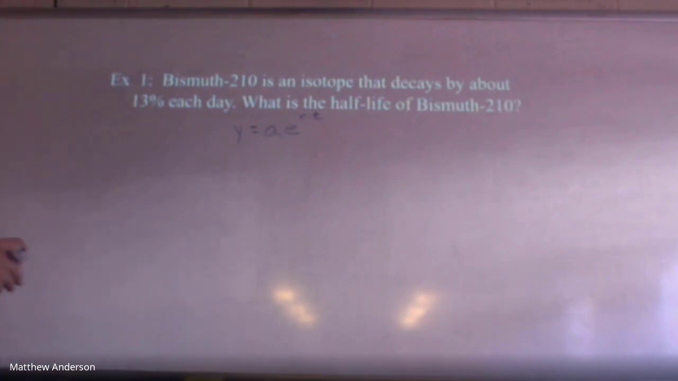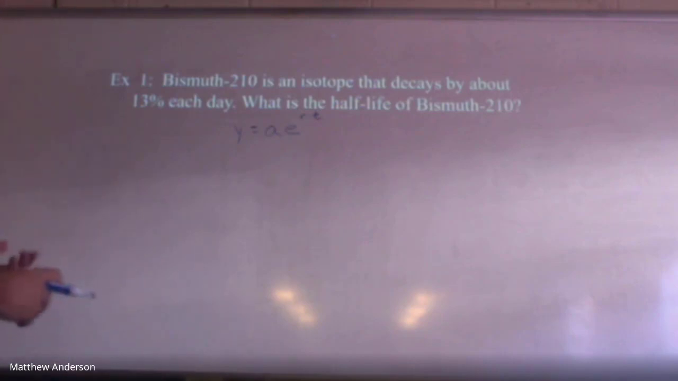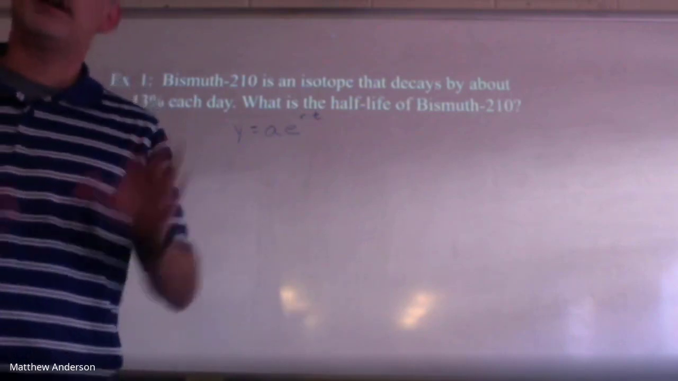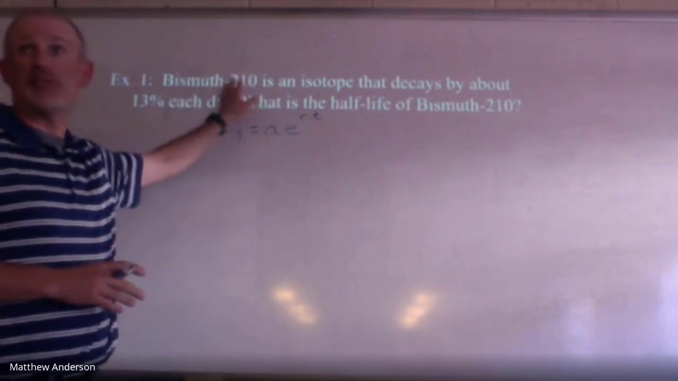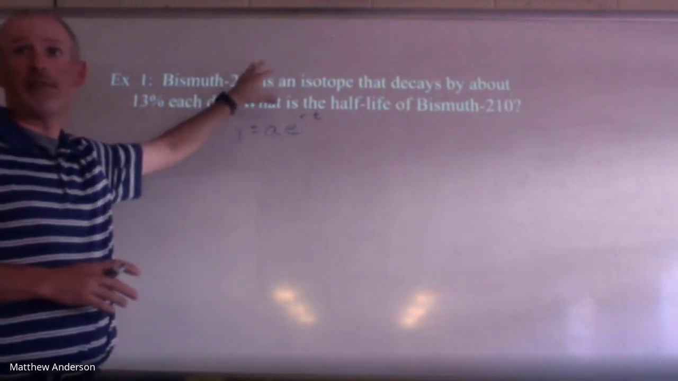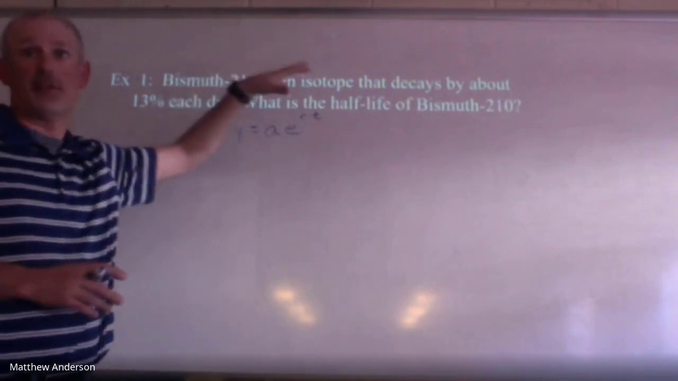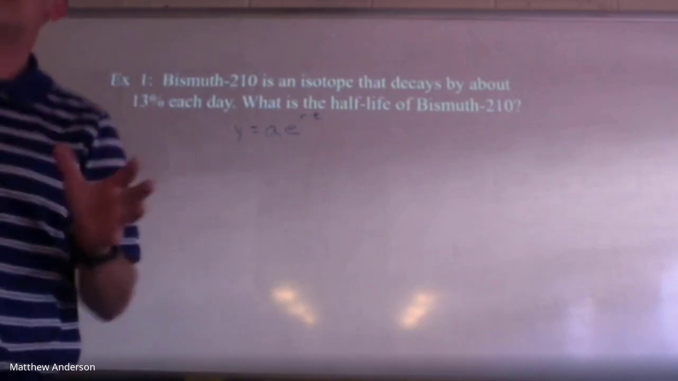Okay, so notice in this case, they don't tell us how much bismuth-210 we have. And also one other thing I'll point out is the 210 is part of the name. It is not telling you how much there is or anything about the problem. It's just part of the name to differentiate it from other bismuth isotopes. So the bismuth-210 is what we're talking about. They don't tell us how much there is or anything like that.